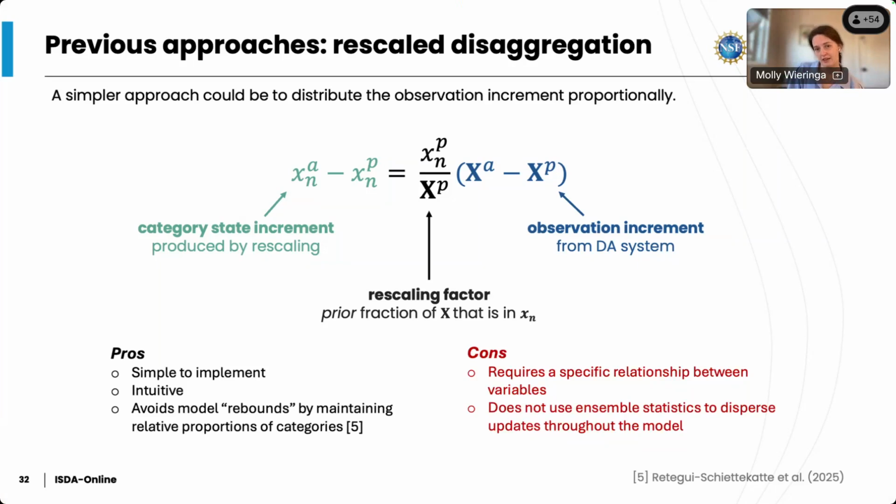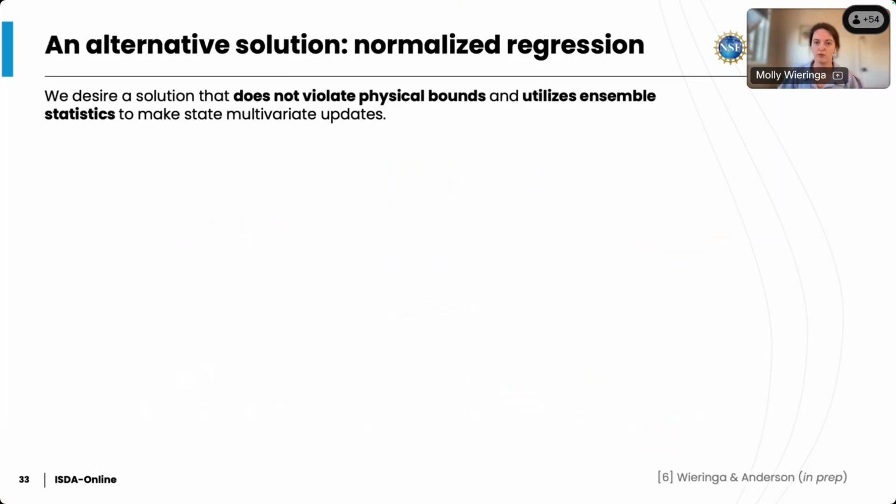So in light of these drawbacks, we're proposing an alternative method, which we're calling normalized regression, and which does not violate physical bounds, but does utilize the ensemble to make multivariate state updates. So to outline this pretty briefly for you, we're first going to establish that the sum of all the prior subcategory variables and the sum of all the analysis subcategory variables needs to add up to 1.